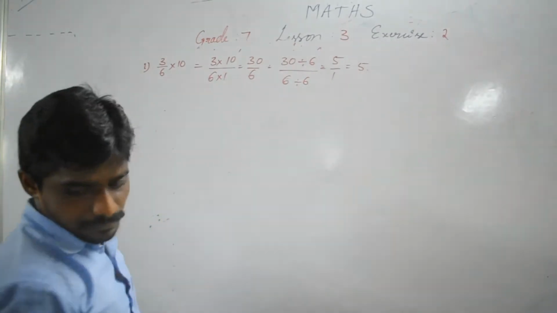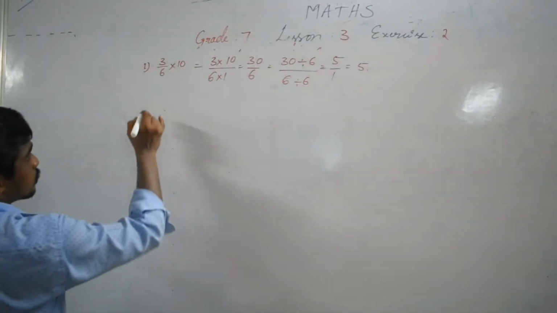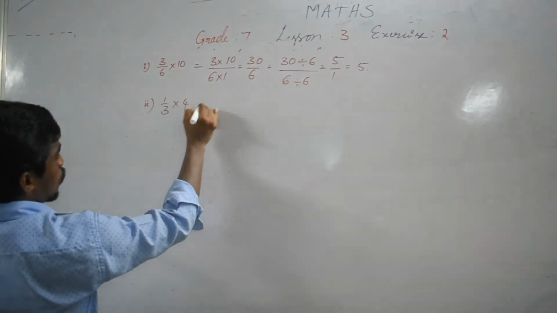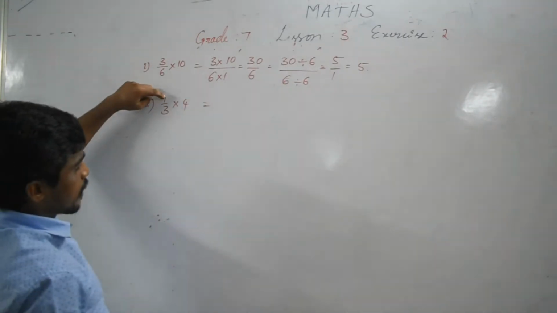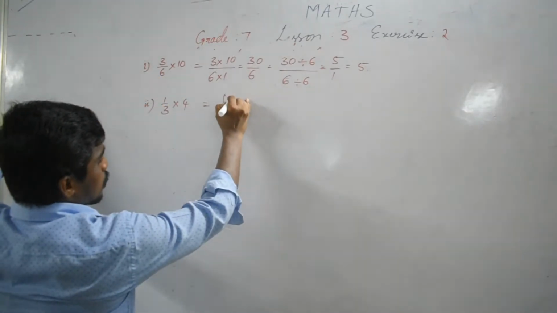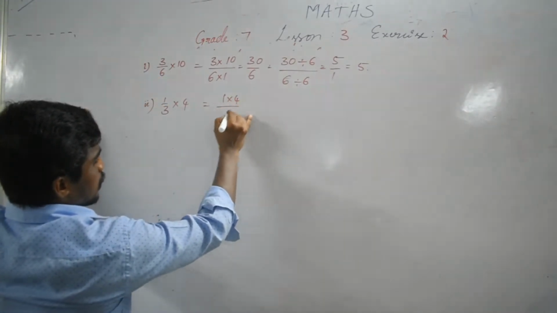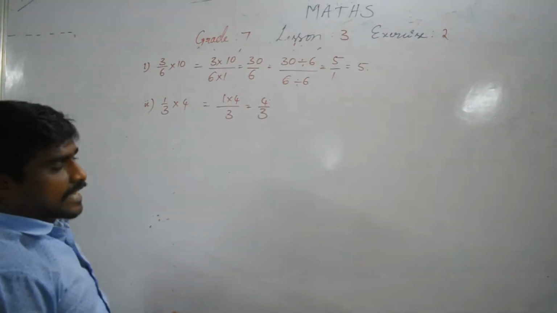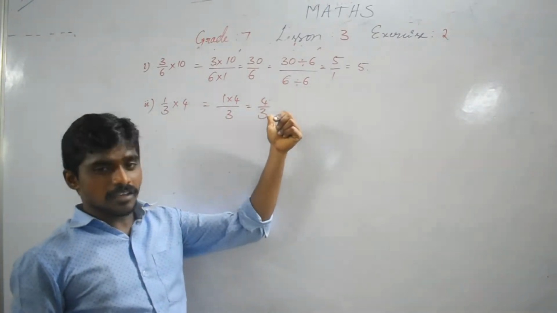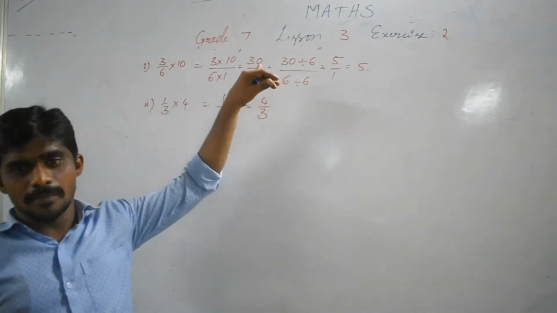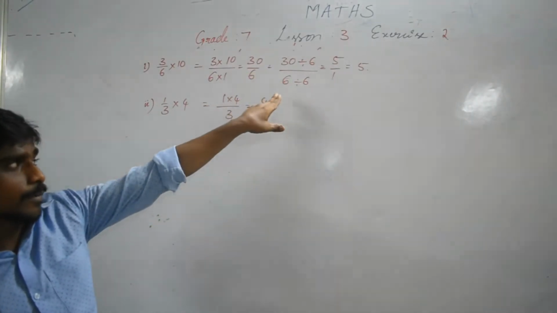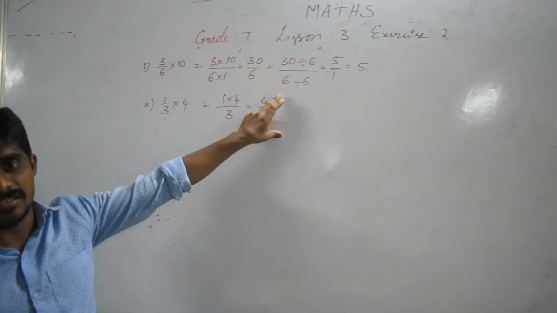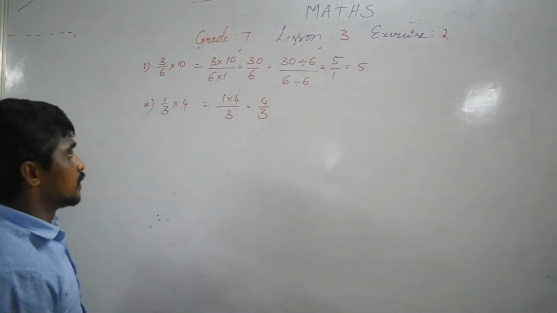Next one, 1 by 3 times 4. So 1 times 4 by 3, 4 by 3. Can these both be cancelled in any table? In the 3 table only 3 is coming, 4 is not. In the 4 table only 4 is coming, 3 is not. So this is not cancellation.